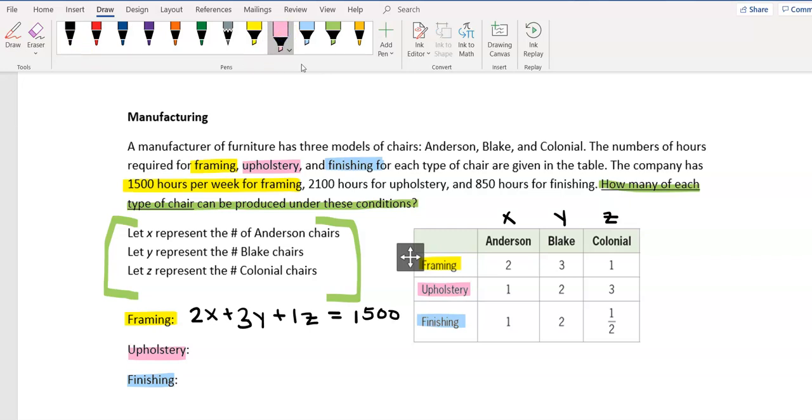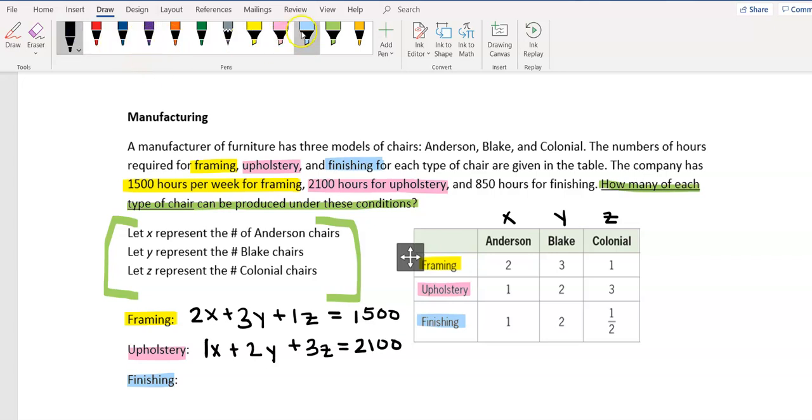For the upholstery, the company can spend 1 hour per chair on Anderson, 2 hours per chair on Blake, and 3 hours per chair on Colonial. So that whole idea of per, you are going to write that as a multiplication. So that's actually the idea of multiplying. So we have 1 times X for our Anderson plus 2 times Y for the Blake plus 3 times Z for the Colonial. And if I look above, it says I can spend 2,100 hours for upholstery, and so that is what I'm going to set my equation equal to.